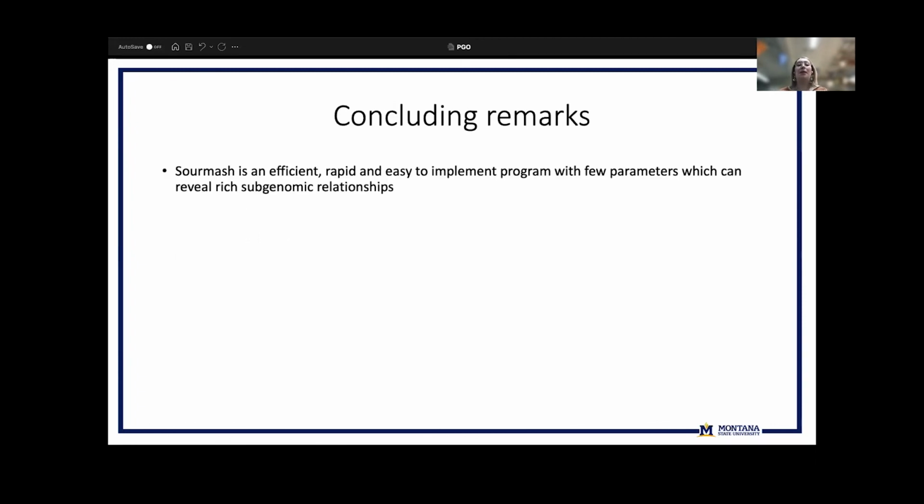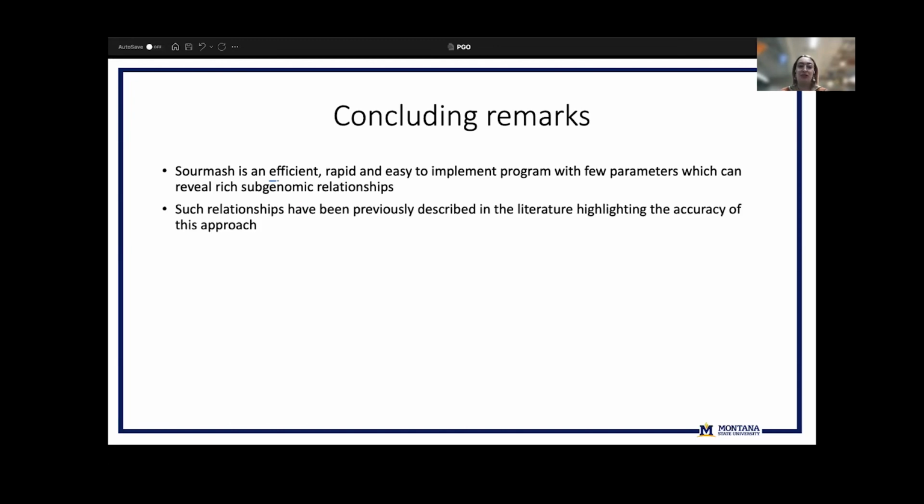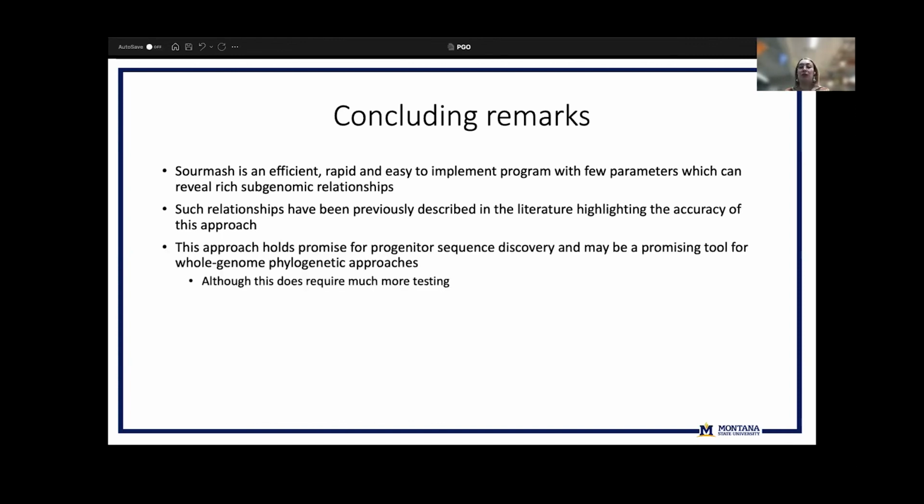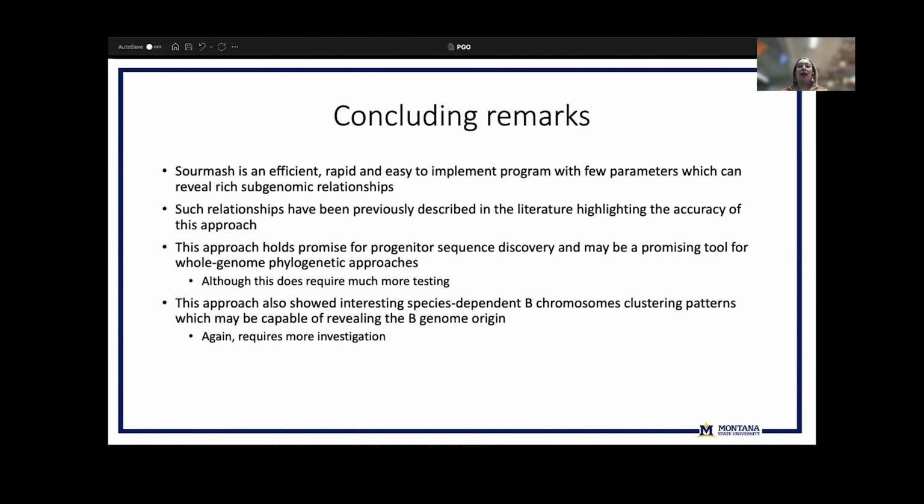So in conclusion, sour mash is an efficient, rapid, and easy to implement program that has very few easy to use parameters, and it can reveal very rich subgenomic relationships. Now, such relationships have been previously described in the literature, and I think this highlights the accuracy of the approach. It also holds promise for progenitor sequence discovery and may be a promising tool for whole genome phylogenetic approaches. However, this does need more testing. This approach also showed interesting species-dependent B chromosome clustering patterns and may be capable of revealing the B chromosome origin. Again, though, this requires much more investigation when I only have a sample size of 2.